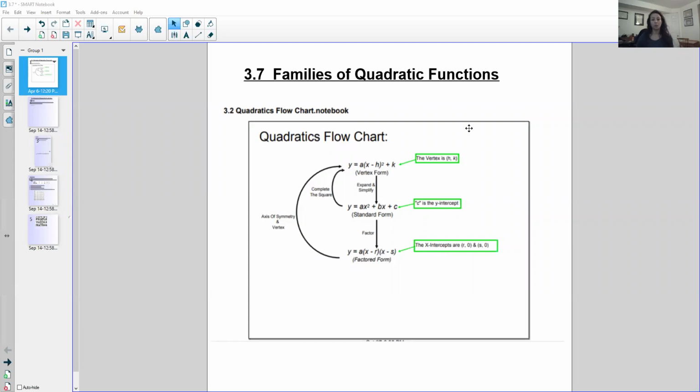You should notice, if you're looking at your PDF, it's a little bit different than the one that I have here. I've added a flow chart. Don't worry, you already have it. It's already on D2L. It's the section 3.2 flow chart. So you do have access to this.